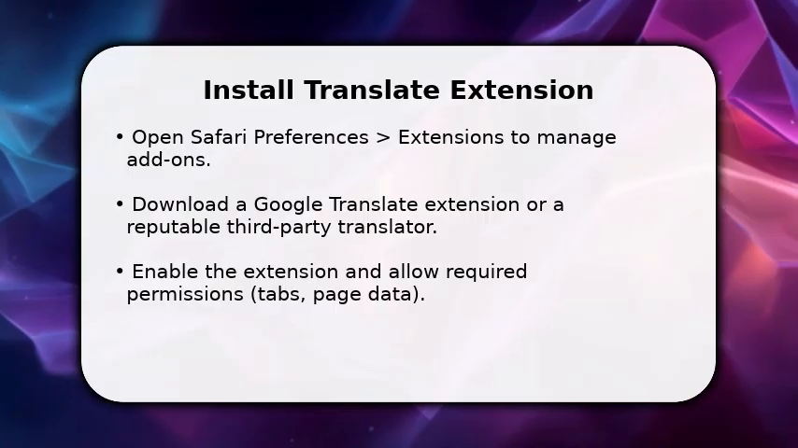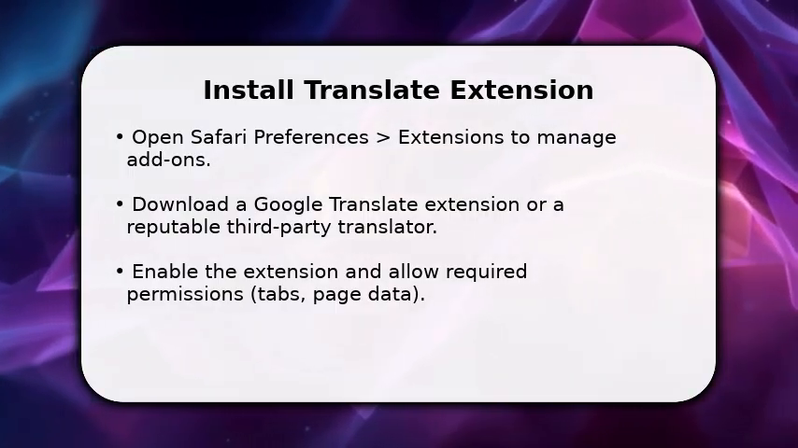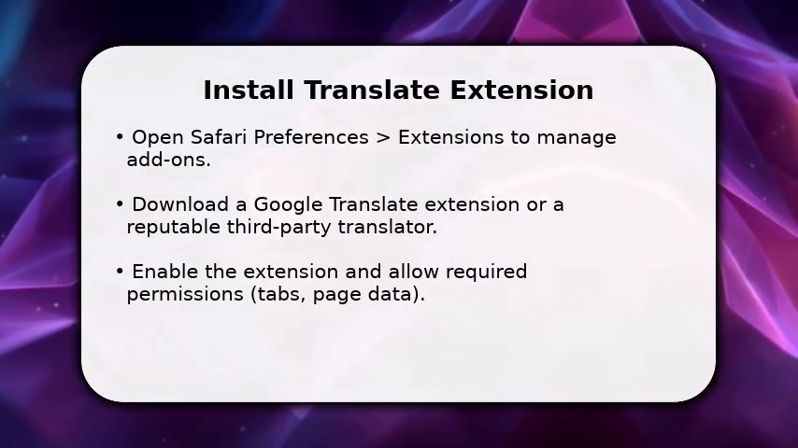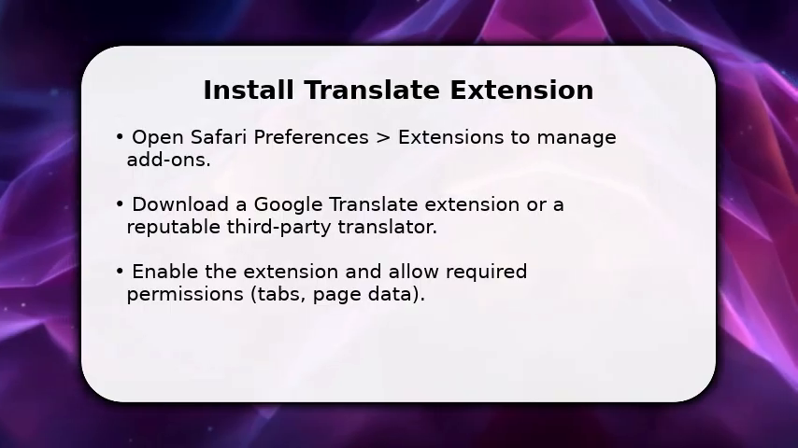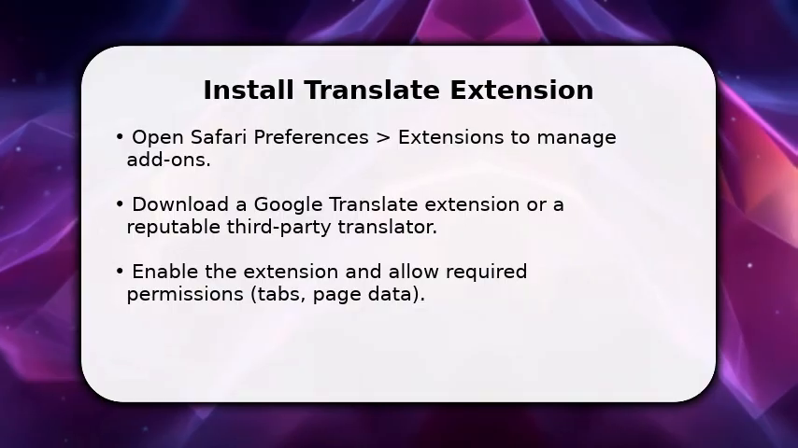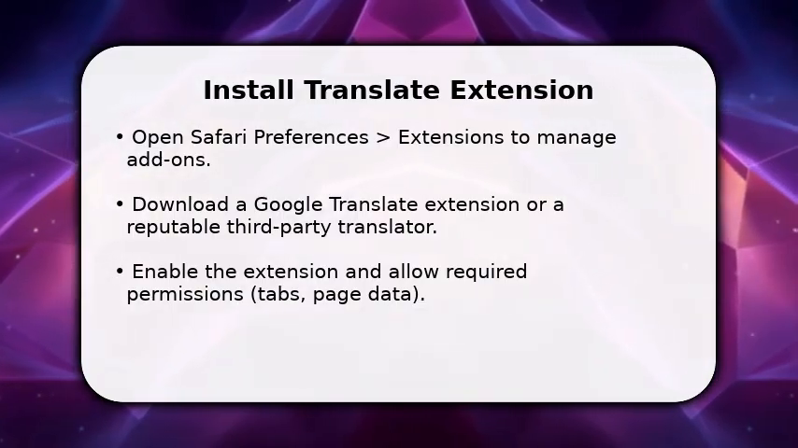Once installed, enable the extension in Safari's Extensions panel and grant only the permissions you need, typically access to active tabs or page content. This lets the extension read the page to translate. You'll avoid blanket permissions. After enabling, pin the extension to the toolbar for quick access and move to Configuration.